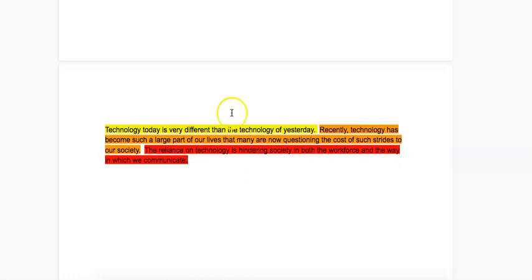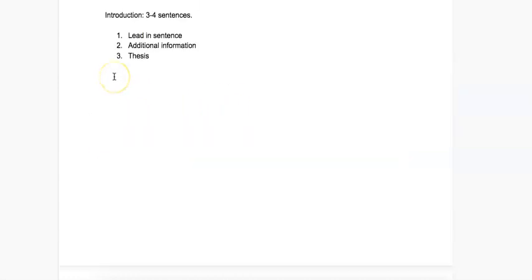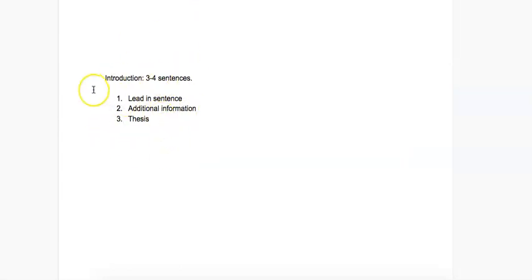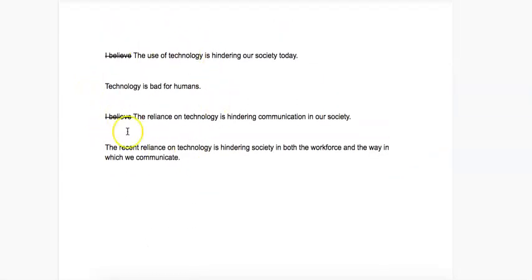So this is a great introduction, a good formula for the introduction, and ways to write the thesis, especially if they do use that crutch of the I believe statement. Show them that they don't necessarily need that because they wrote a thesis directly after it.